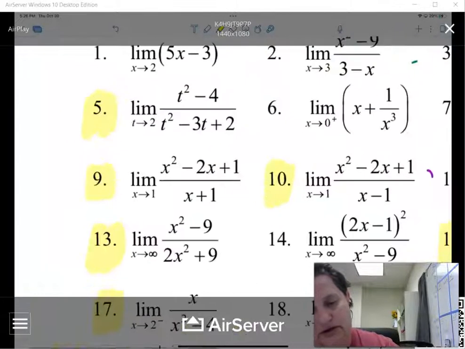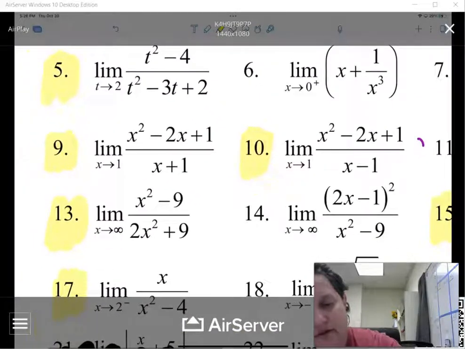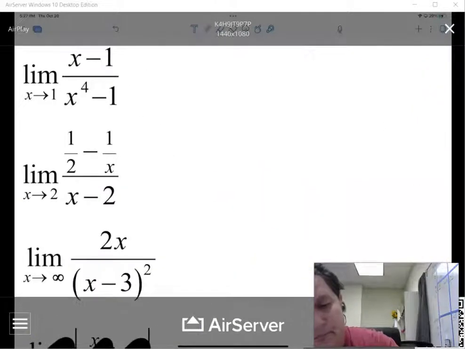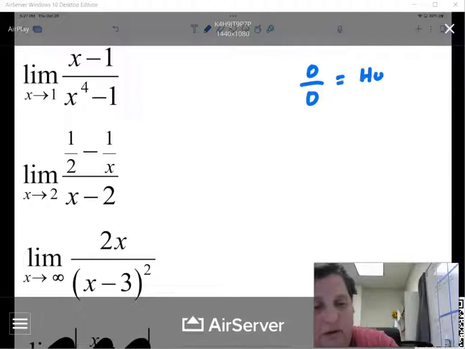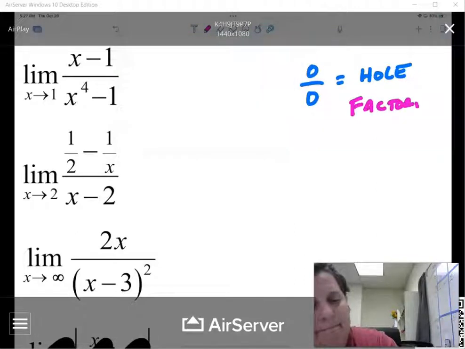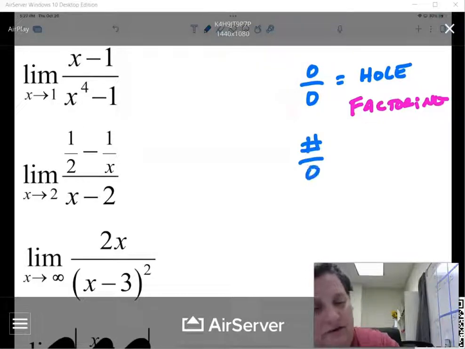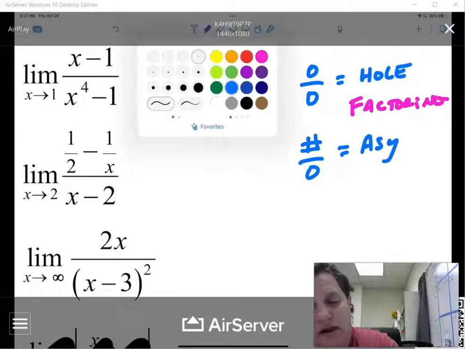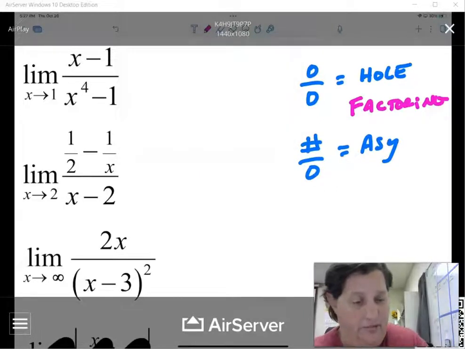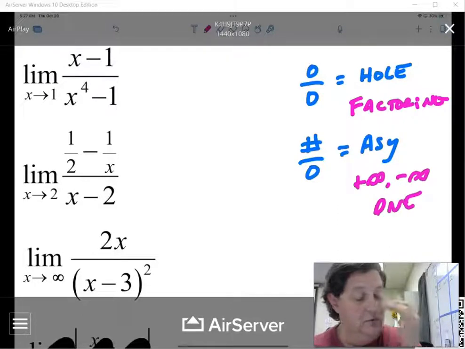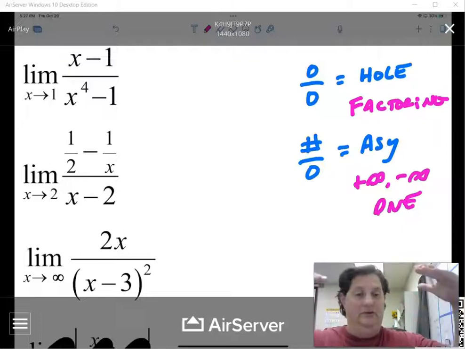And I know there's hardly any space here, but here we go. Okay, for number 5. Oh, well, actually, let me start with this. Really important. Let's write it over here. For a numerical limit, if you get 0 over 0, it's a hole. And the way that you're going to do this problem is by factoring. Okay? If it's a number over 0, it's an asymptote. And the only possible answers for that will be positive infinity, negative infinity, or does not exist.